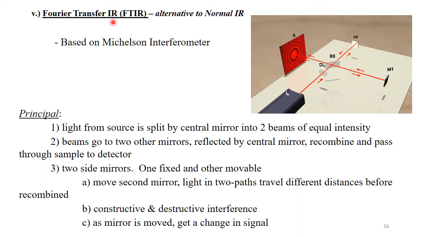Fourier transform infrared spectroscopy is an alternative to normal infrared, based on the Michelson interferometer. Principle: light from the source is split by the central mirror into two beams of equal intensity. The beams go to two other mirrors, are reflected back by the central mirror, recombine, and pass through the sample to the detector. Of the two side mirrors, one is fixed and the other is movable. Moving the second mirror makes the light in the two paths travel different distances before recombining. Constructive and destructive interference is obtained. As the mirror is moved, we get a change in signal.